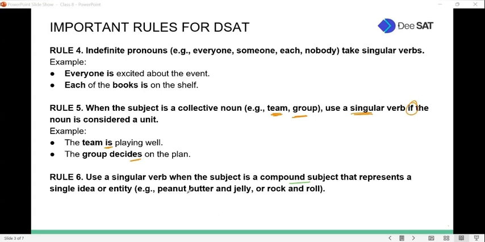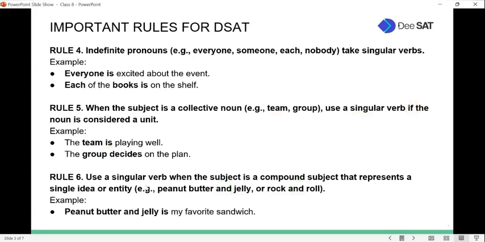So basically, all of these things are conveying a single idea or a single entity, like peanut butter and jelly, rock and roll music. These are not two different things. Thus, they are considered singular, and the compound subject rule does not apply to them. You will not make them plural just because you see them connected using and, because ultimately these are conveying the same idea. So, peanut butter and jelly is my favorite dish and not are. Rock and roll is a popular genre of music, not are.